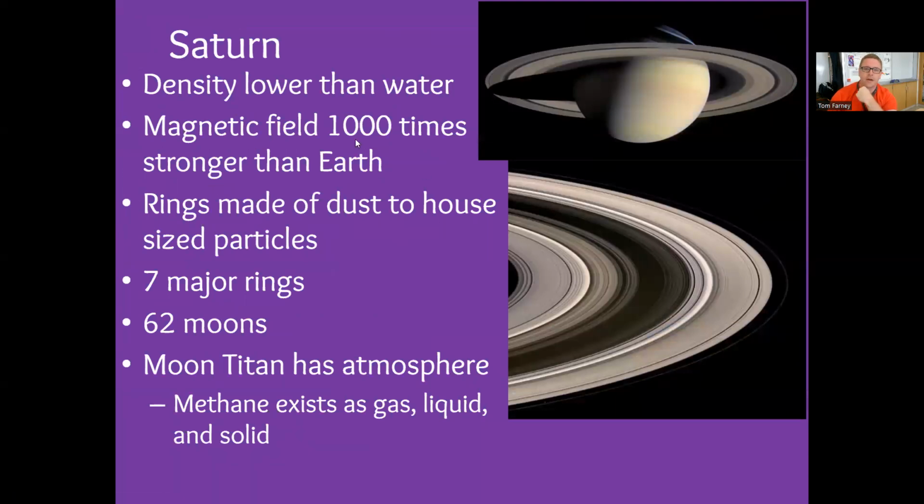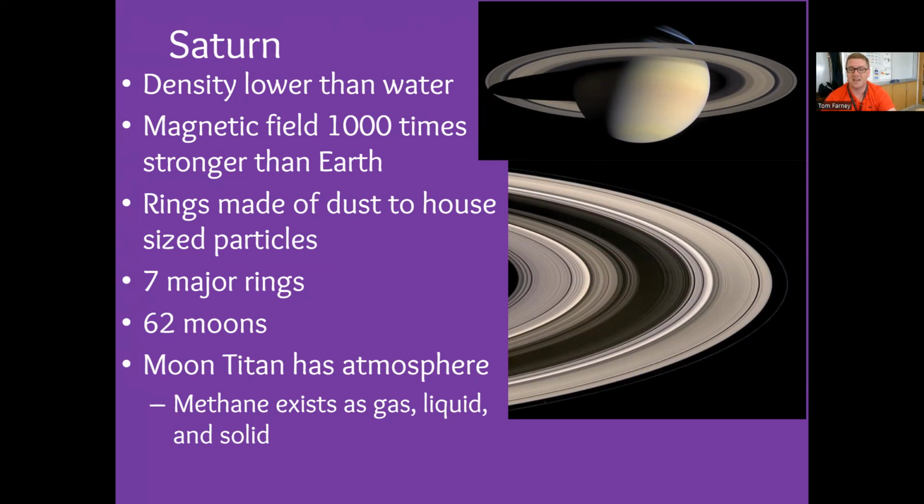Saturn, 2nd favorite planet. It has a very odd density, where the density of Saturn is less than water. Extremely strong magnetic field. That's a really cool, important thing here with Saturn. It's about 1,000 times stronger than Earth. We have rings that are made out of dust and particles like rocks and stuff like that that go up to the sizes of houses. So a combination of really small and really large particles. We have 7 major rings with Saturn here.